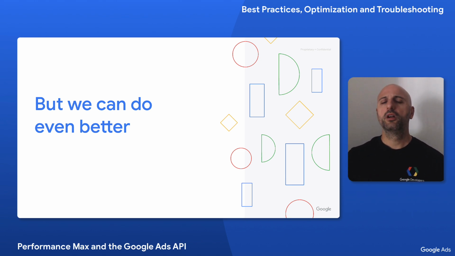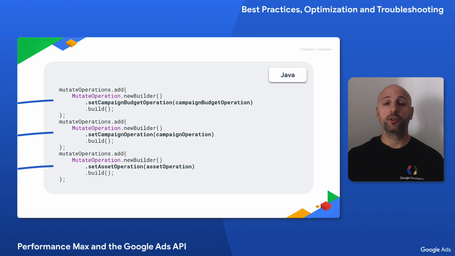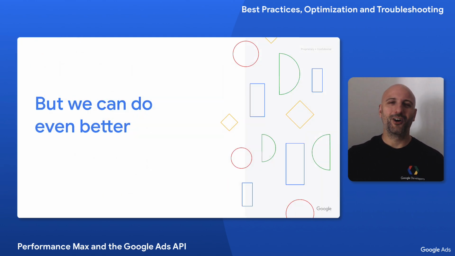If you remember, earlier we said that some of the required resources for Performance Max campaigns can be created in multiple API requests. But that doesn't necessarily mean they should. In fact, we can bundle the operations to create these resources together with the ones to create asset groups and asset group assets, effectively creating all the required resources for a Performance Max campaign in a single API request. But wait, this is not everything. There's even more.